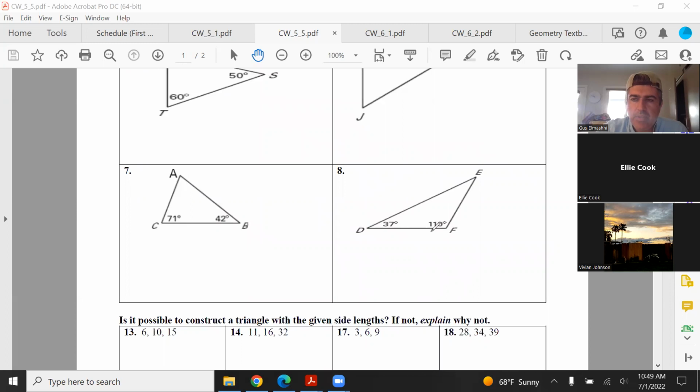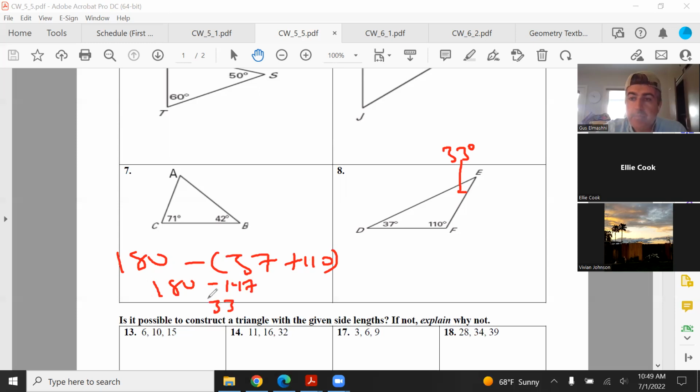Okay, if that's 37, 110, it's 147. This will be 33 then. Remember, you have 180 minus the sum of the other two angles. All right, so you get 33. Anywho, the angles go like this: E, D, and F. Sides go DF, EF, and DE.